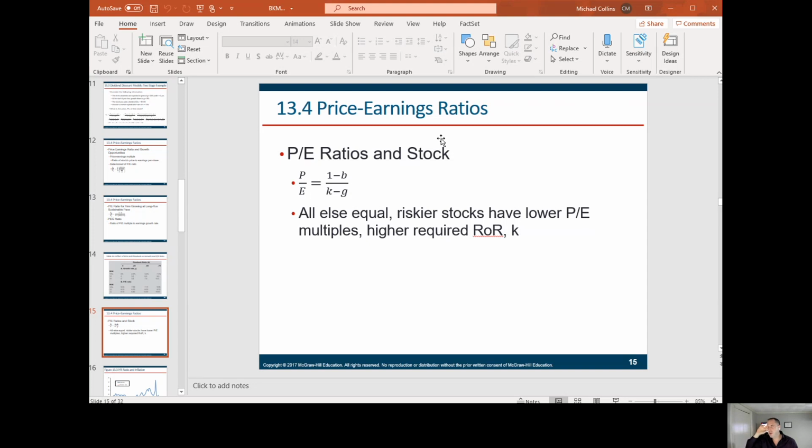Sometimes a stock can issue a special dividend, make a one-time payout. Scott's Miracle-Gro did that earlier this year. So Scott's Miracle-Gro is a good example of someone that beat expectations, and the stock immediately started going higher on the now future expected higher dividend payout ratio. All else being equal, riskier stocks have lower PE multiples and higher required rates of return.